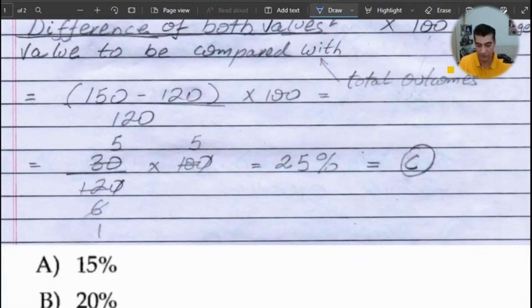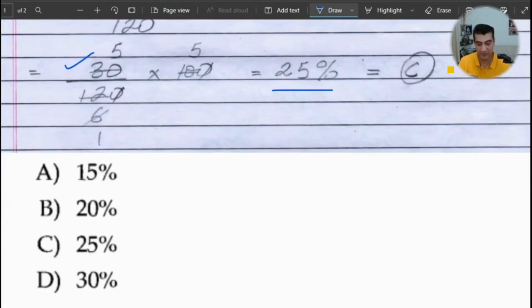So we would follow this through. The difference of 150 and 120 is 30 upon 120. Could do the fractional division over here into 100%, that would give you 25%. Now 25% would be C.